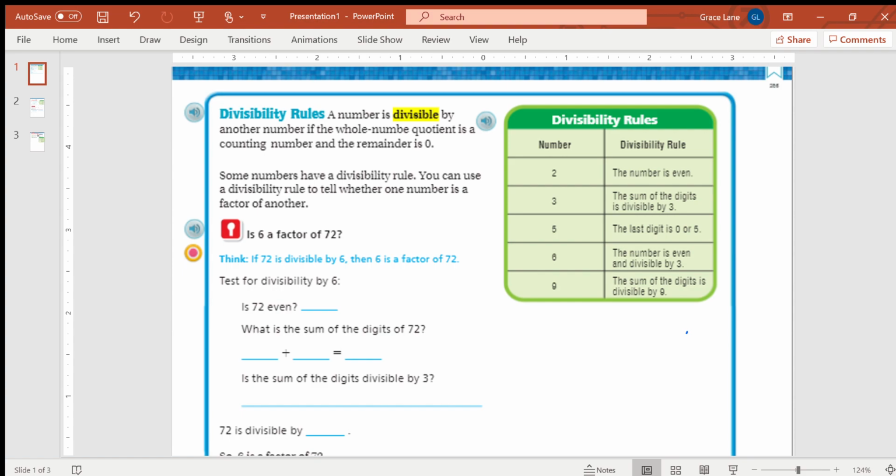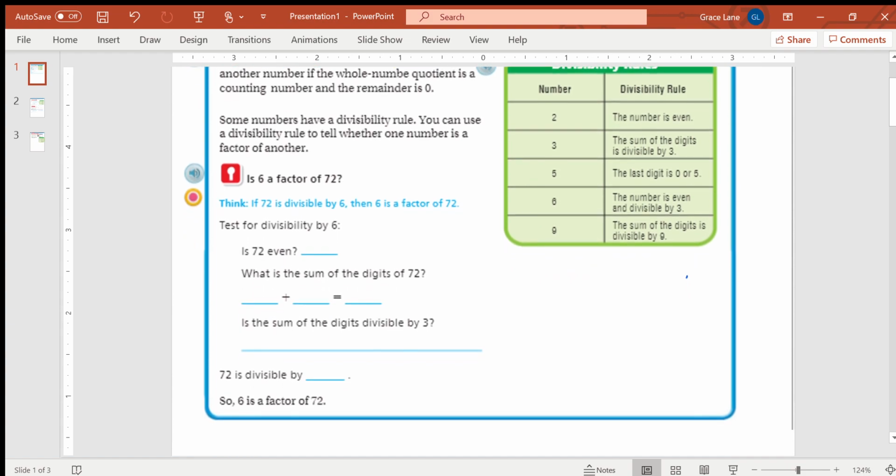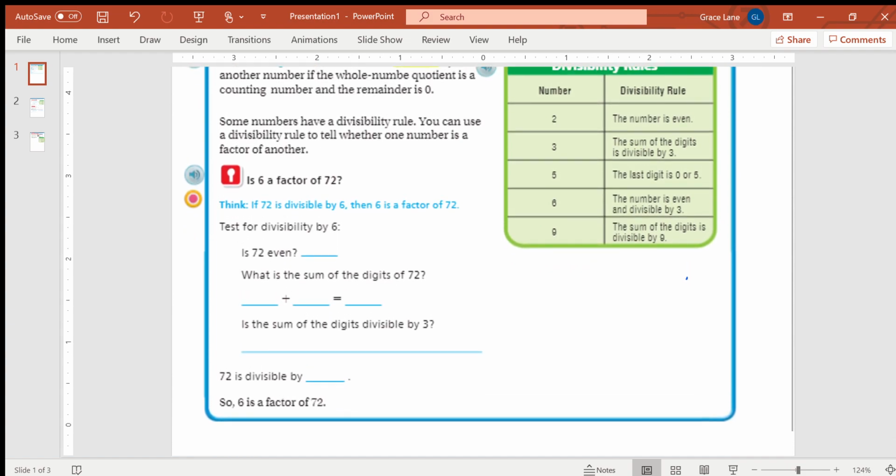This first example says again, is 6 a factor of 72? So we're trying to decide if 72 can be divided by 6 without a remainder. It says test for divisibility, so look over at your green chart. The rule for 6 says the number is even and divisible by 3. So if 72 is even and can also be divided by 3, then automatically, without even testing it, it can be divided by 6. First let's check, is the number even? Since it ends in a 2, I know that it's an even number. Even numbers are 2, 4, 6, 8, 10. So yes, 72 is even.